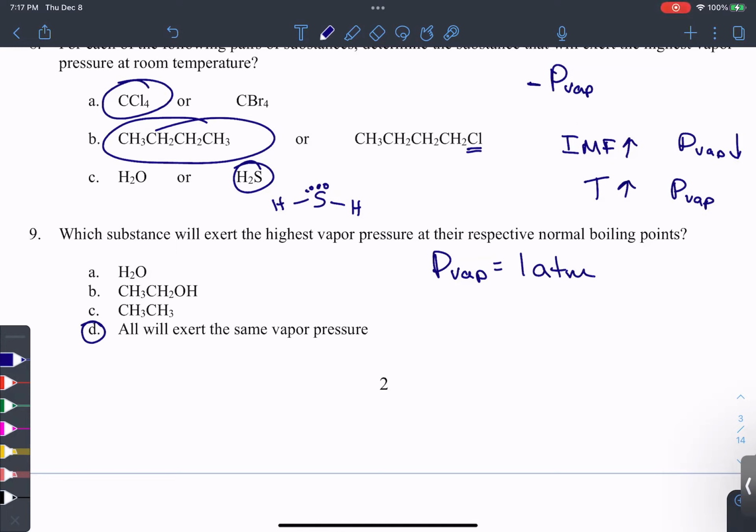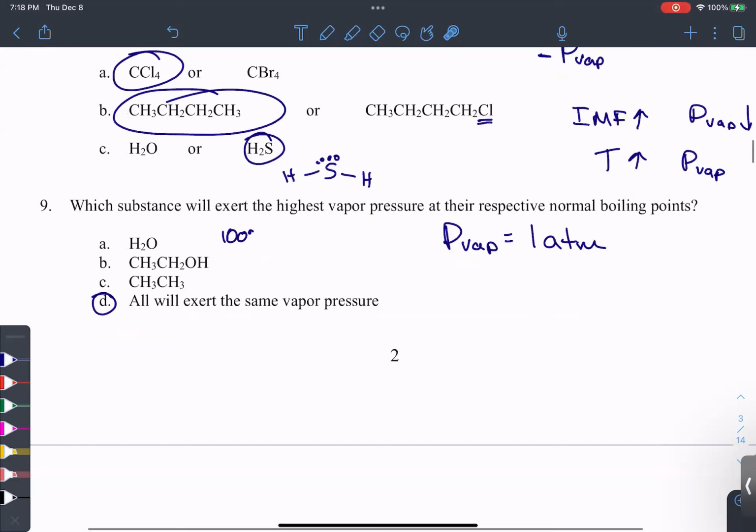It just so happens that this occurs at different temperatures for each of these substances. For water, it happens at 100 degrees Celsius. For ethane, it happens at a really low temperature. And for ethanol, it also happens at a lower temperature than 100 degrees. But the main thing is that all of these will boil when their vapor pressure equals the external pressure. Okay, cool. Let's keep going.